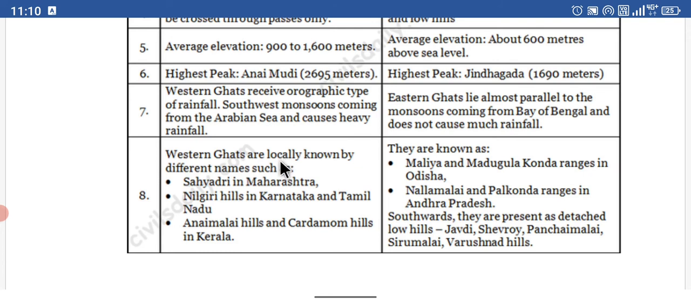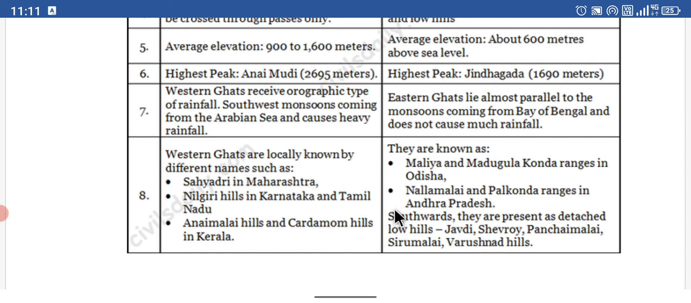Western Ghat is locally known by different names such as Sahyadri in Maharashtra, Nilgiri Hills in Karnataka and Tamil Nadu, and Anamalai Hills and Cardamom Hills in Kerala. Eastern Ghat has some local names also, like Mahendragiri and the Mudugola Konda ranges in Odisha, Nallamalai and Pakkonda ranges in Andhra Pradesh. Southward they are present as distinct low hills like Javadi, Shevaroy, Panchmalai, Sirumalai and Varusanadu.